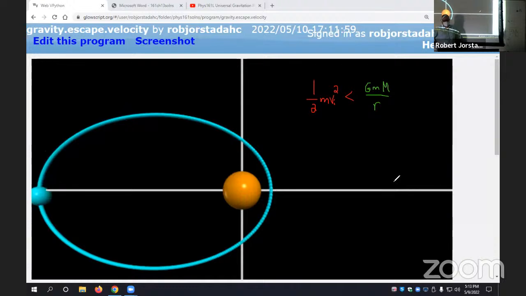Where is it moving fastest? Watch it. Where it's closest. Yeah. So here it's fast. And over here it's slow. Does that kind of make sense with your falling analogy?